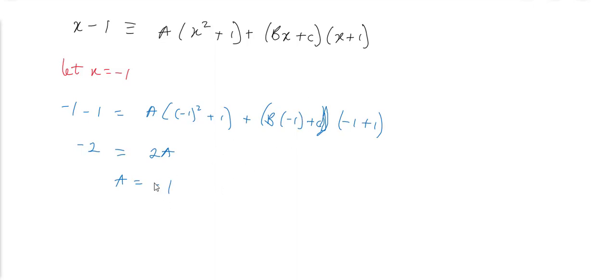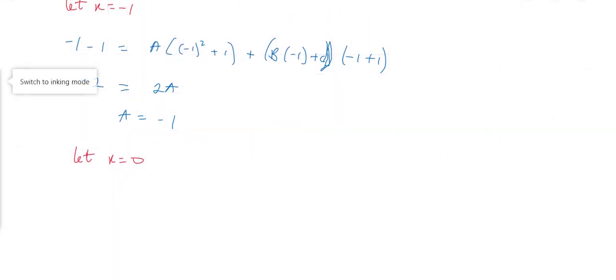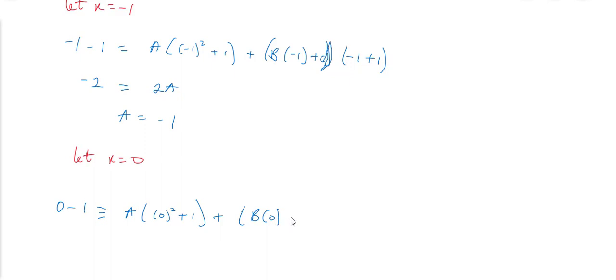Now the next thing to do is to eliminate another variable. When x is equal to 0, the b term goes away. So let x be equal to 0. If x is equal to 0, the b term goes away, and this leaves us with something interesting. Doing the substitution, 0 minus 1 is identical to a of 0 squared plus 1, plus b of 0, plus c.